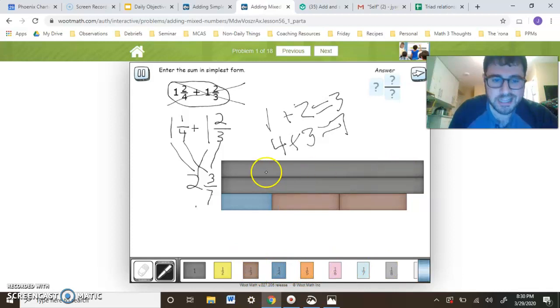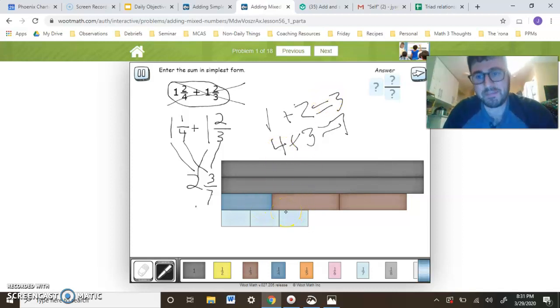And now let's see, is that the same as 3/7? Well, let's try to see that. 1, 2, 3. No, that's not right. Like this can't be 3/7. Man, that means I'm going to have to solve this a whole nother way.